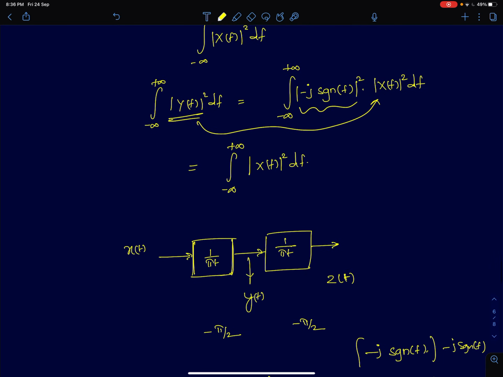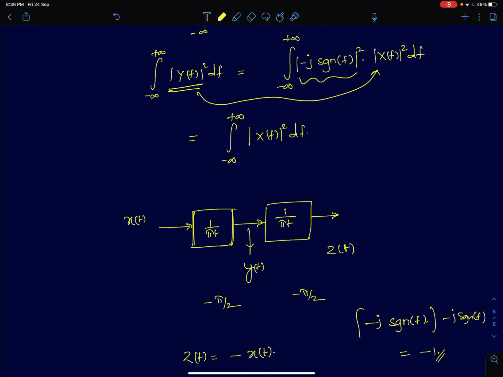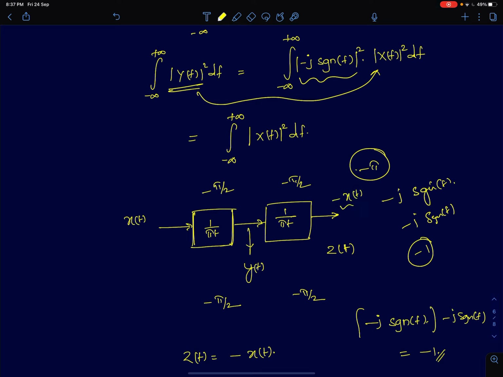Now, another important property is what happens when you cascade Hilbert filters. What happens if you cascade more than one Hilbert filter? So we saw, you can see a single Hilbert filter as a minus pi by 2 phase shifter. If I cascade 2 Hilbert filters, that will be minus pi by 2 and minus pi by 2, you get minus pi. You can easily show, multiply the frequency responses of the 2 Hilbert filters, minus j signum of f into minus j signum of f, you will end up getting minus 1. So the output of 2 Hilbert filters will be minus of x of t.